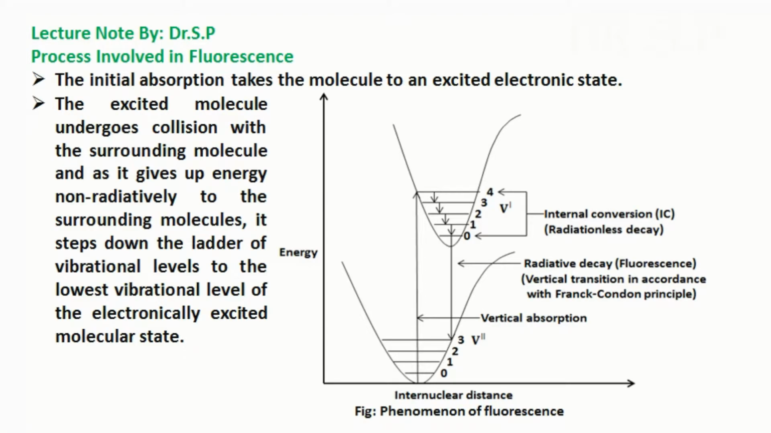In this tutorial we will discuss the process involved in fluorescence. In this process, the initial absorption takes the molecule to an excited electronic state. The excited molecule undergoes collision with the surrounding molecules, and as it gives up energy non-radiatively to the surrounding molecules, it steps down the ladder of vibrational levels to the lowest vibrational level of the electronically excited molecular state.